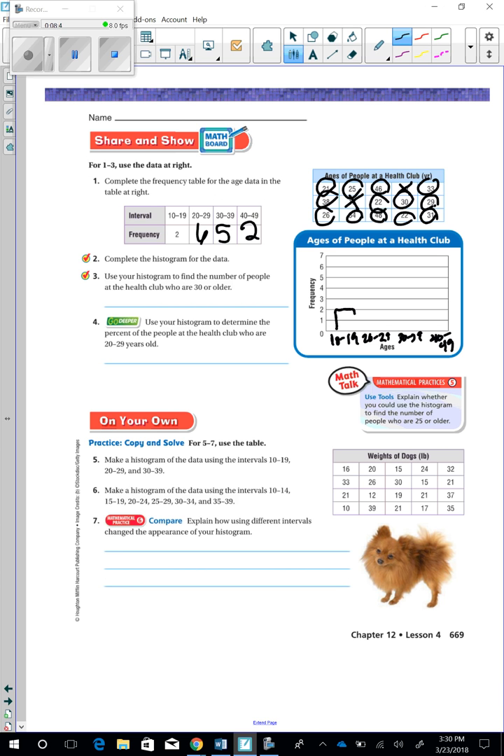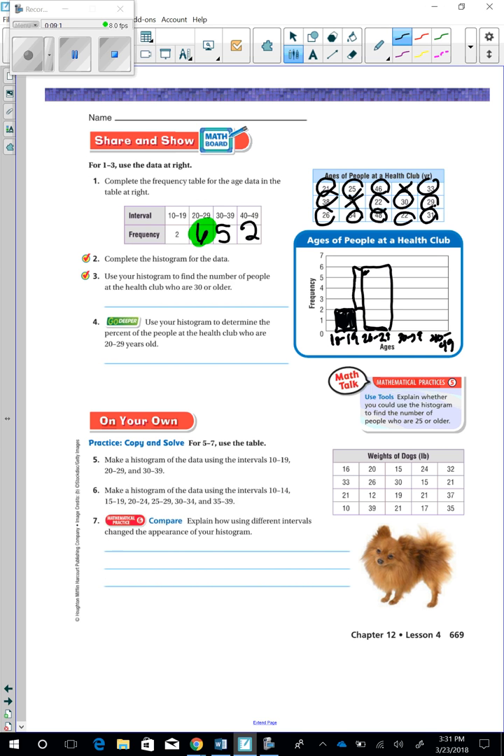So we need to draw this bar up to 2. And remember, we're not supposed to have spaces between these because it's a histogram, not a bar graph. So that's going to be a little bit tricky. Okay, now the next age group we're going to look at is 20 to 29. And if we look up here at the table, we have the number 6. So we're going to start at the bottom and we're going to go up until we hit that 6.